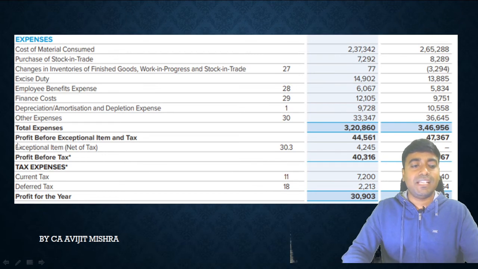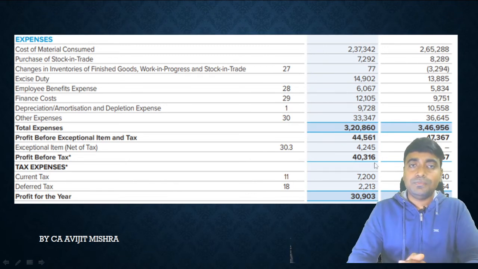Remember one thing, an exceptional item is basically an abnormal item. So you have to understand, if in one of the companies you are seeing a huge amount of exceptional item, then you should dig into that. You should understand why this exceptional item is coming. For the time being, you exclude that one. You understand that right now your profit before tax is coming.